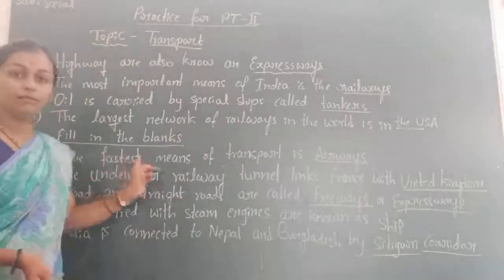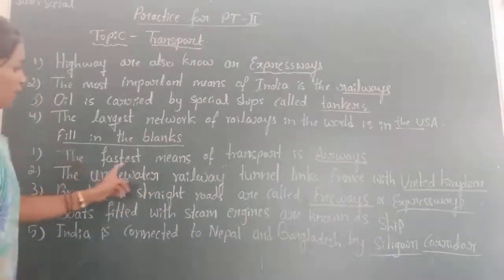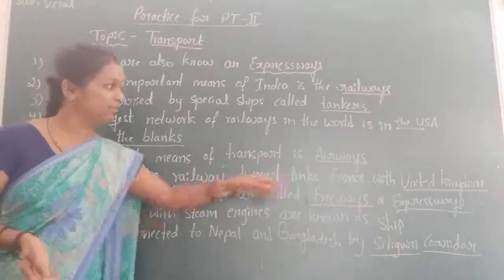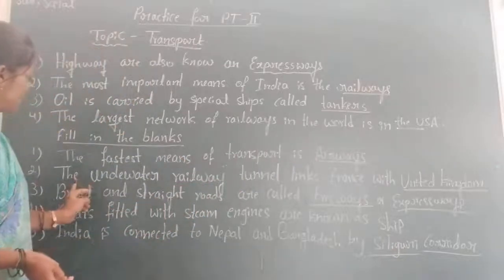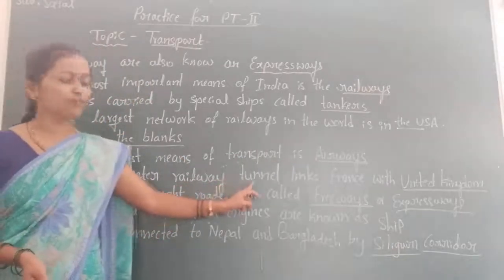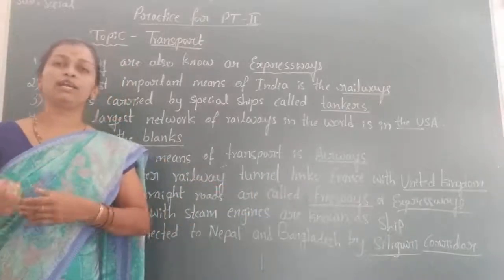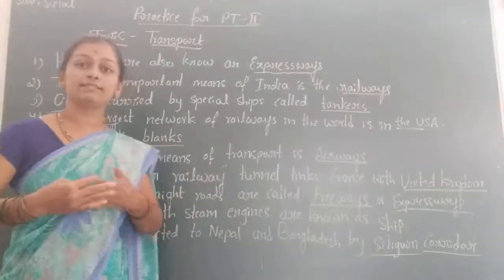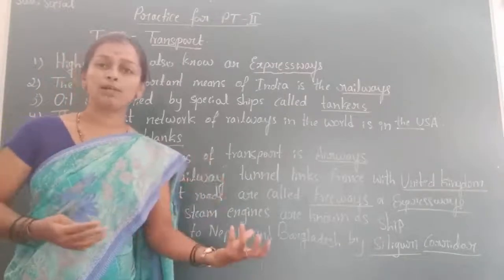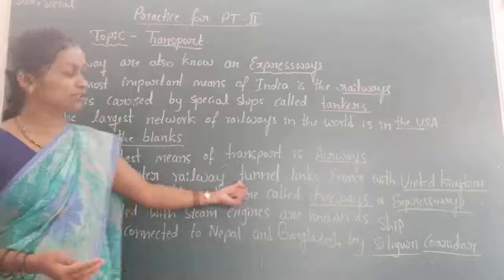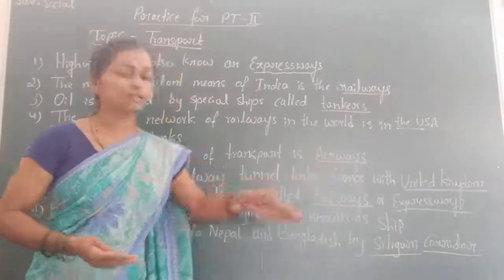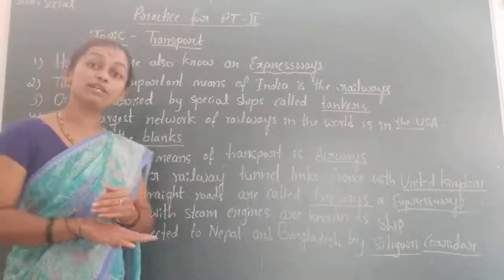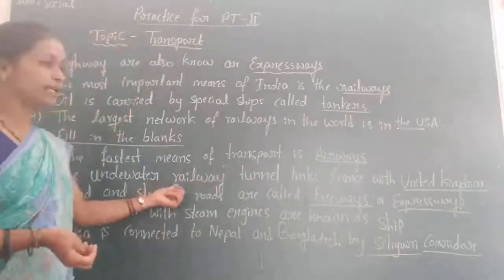So see here, fill in the blanks. The fastest means of transport, we know the fastest means of transport, we call that airways. Then the underwater railway tunnel: we know the underwater railway tunnel links France with the United Kingdom. They carry the goods underwater, because in the sea route, that is also in the railways.